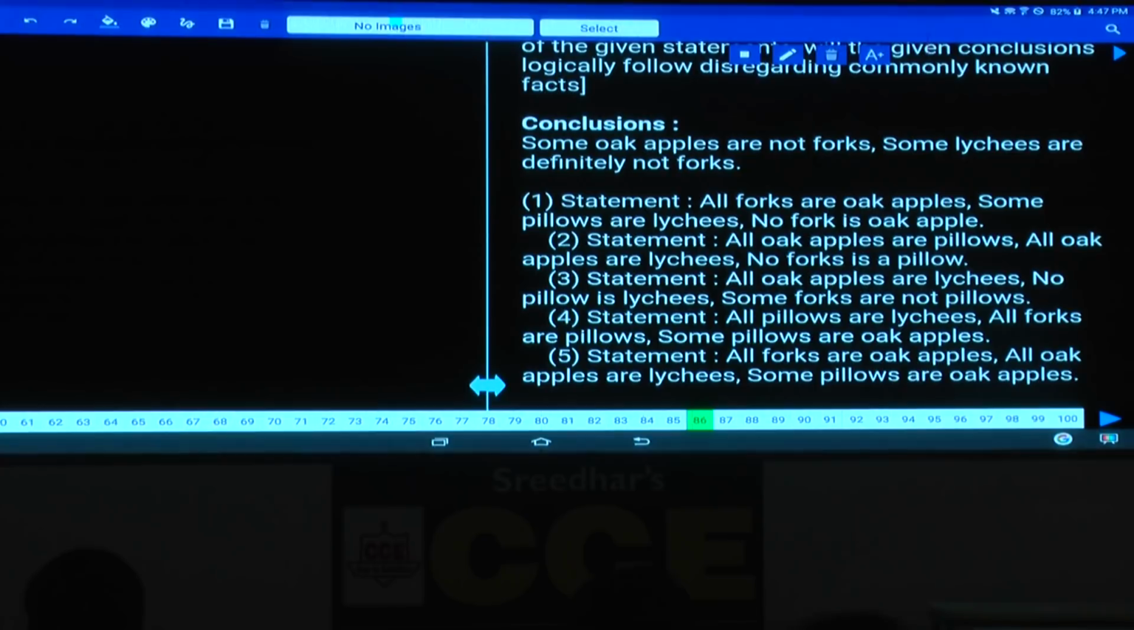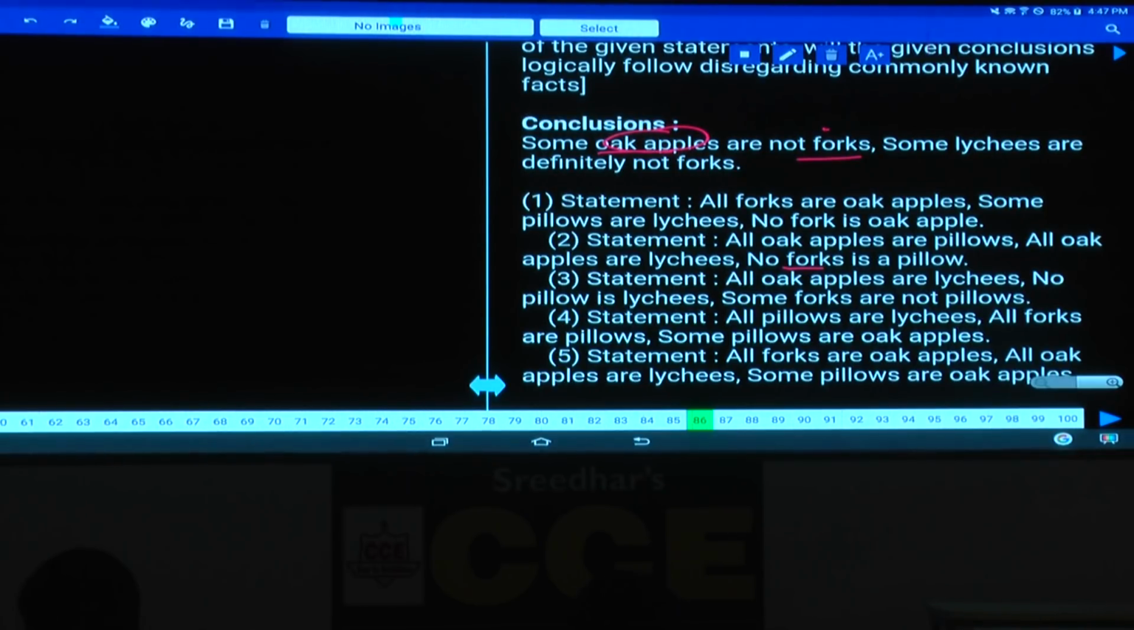Then, second one. And what is the second one here? All oak apples are pillows and all oak apples are lychees. And coming to this one, some oak apples are not fork. No fork is pillow. Fork is present. Here also fork is present. Oak apple should come and pillow should go.